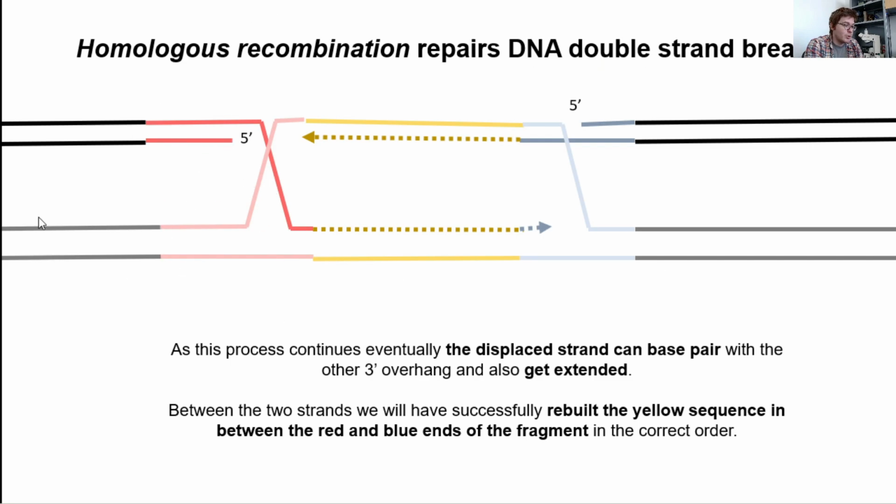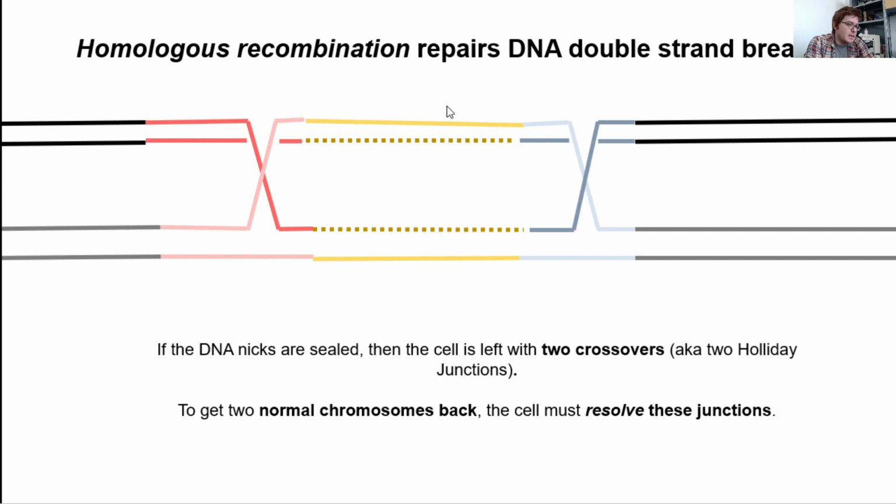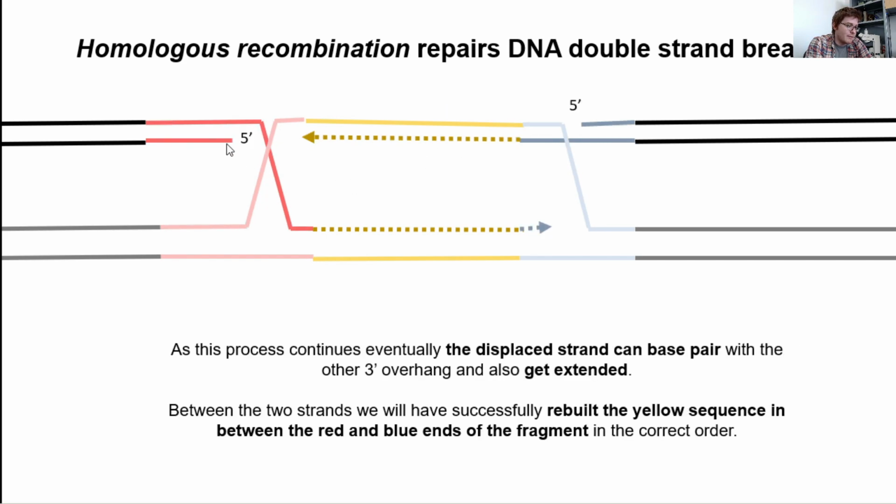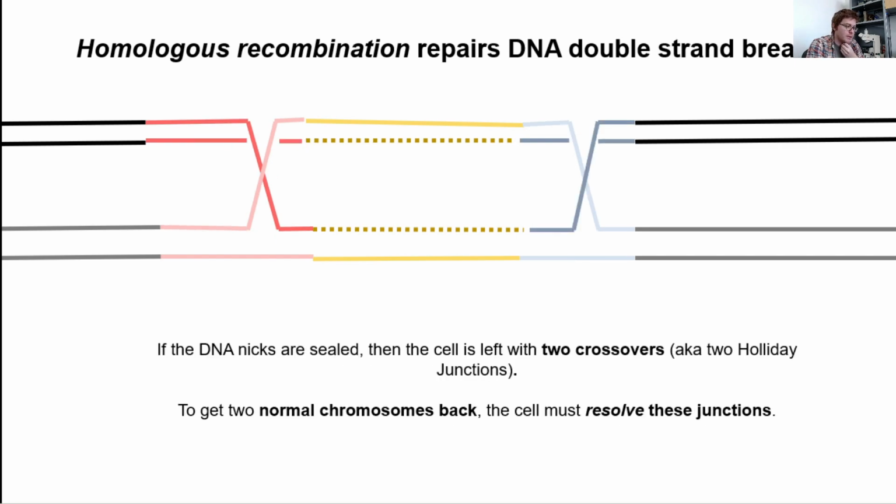And so in this way, we used one chromosome's pink, yellow, blue to reassemble the yellow sequence that lived between the red and the blue in the broken strand. Now, if the DNA nicks are sealed, so remember, at this point we still have these nicked pieces here, and using the activities you've learned about in the previous lectures, these DNA nicks can be sealed, and once this happens, we are left with two crossovers. So we now have two Holliday junctions that are sort of holding our two chromosomes together here. And obviously we don't want to stop here, because this would be a position in which our two chromosomes are joined together by these double Holliday junctions.